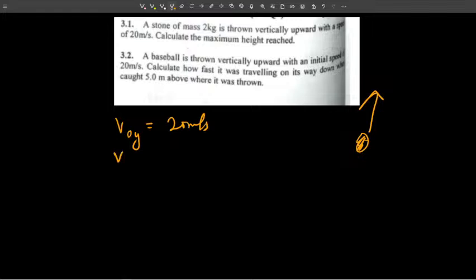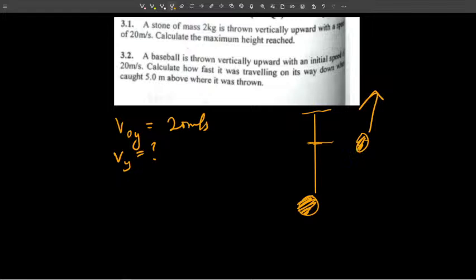So I'm looking for V practically. Let's use the diagram to explain. Here's the ball. It was thrown vertically upward to this point with an initial speed of that. That's the speed at which it was thrown. To calculate how fast it was traveling on its way down, when it's coming down now, when caught 5 meters above where it was thrown.